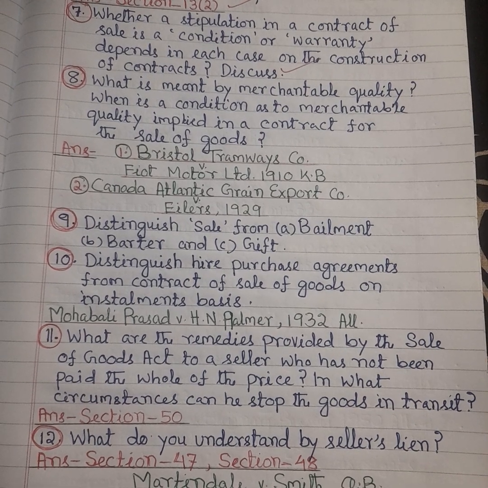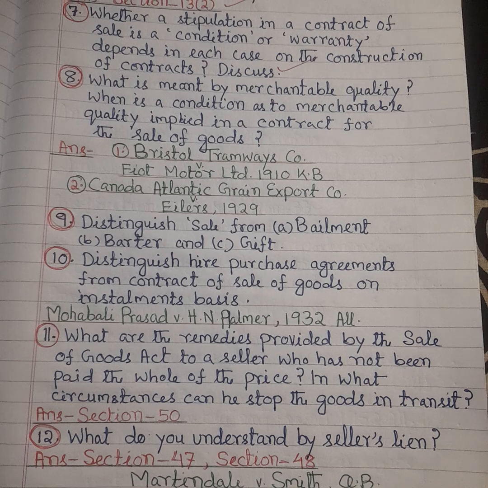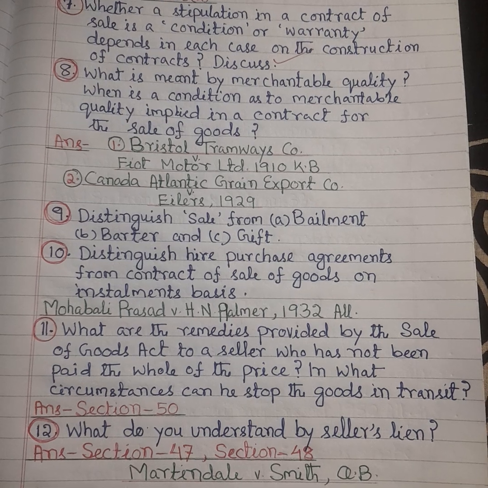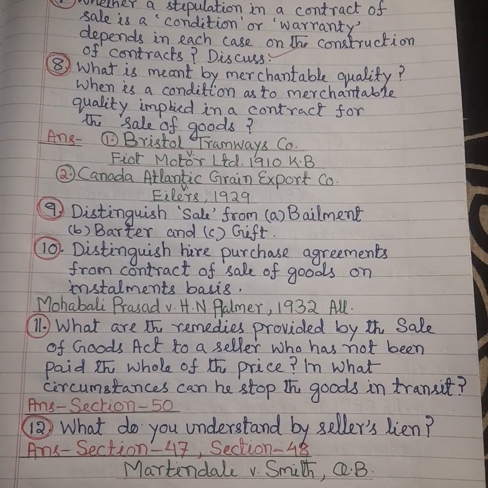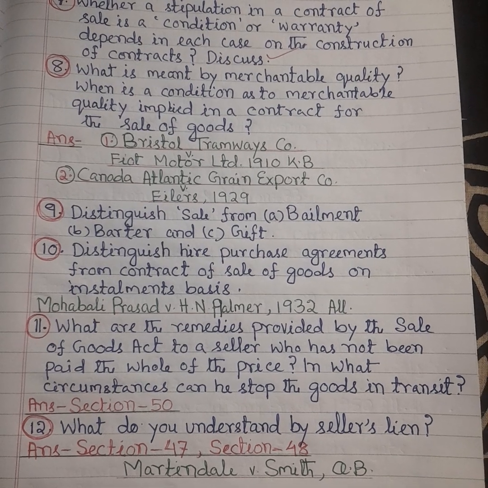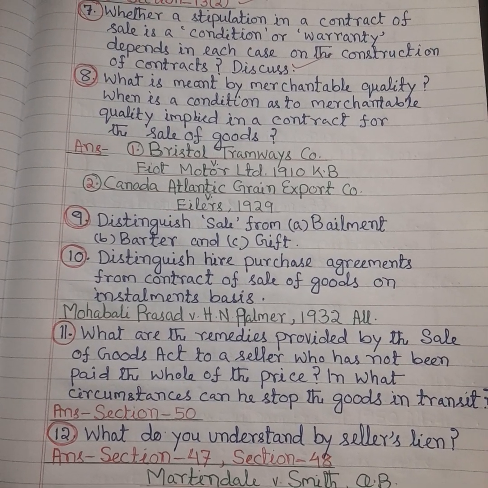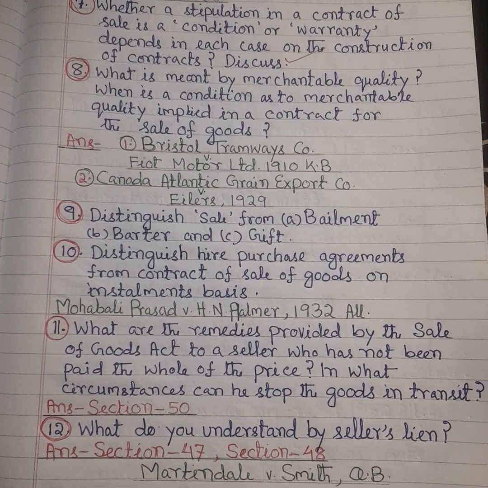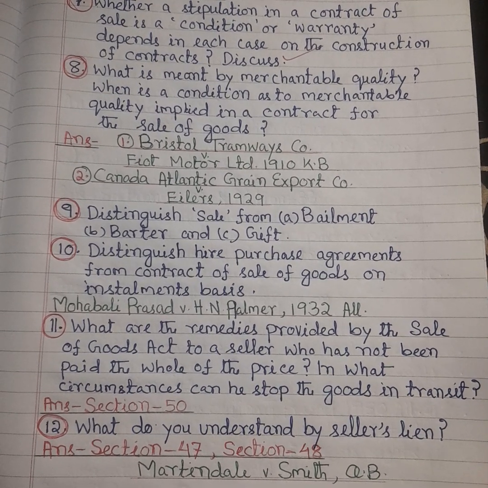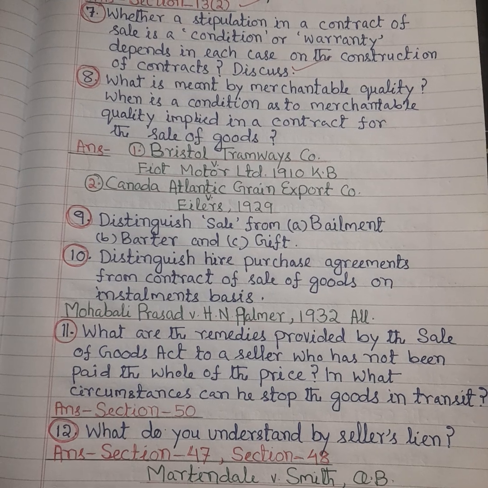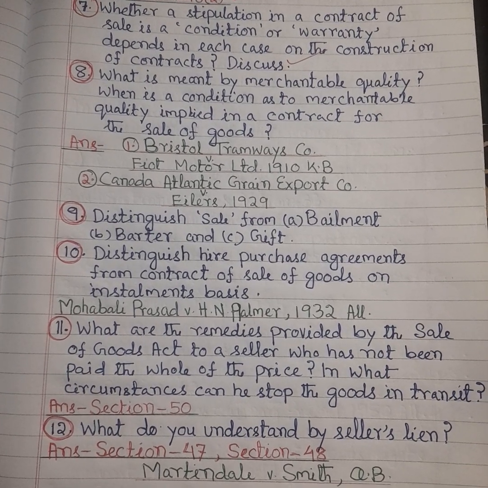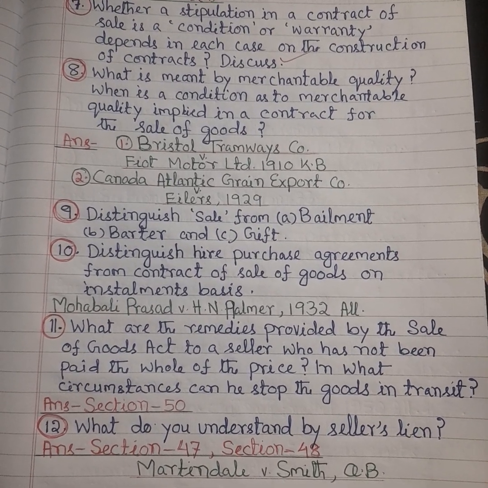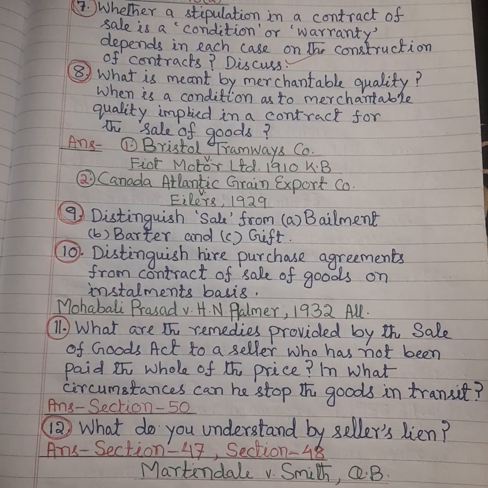The stipulation is called a condition, but where it is only collateral to the main purpose, the breach gives rise to a right to claim damages only. The stipulation is called a warranty. Whether a stipulation is a condition or warranty depends on the true construction of the contract. A stipulation may have been called a warranty in the contract but may in fact be a condition.